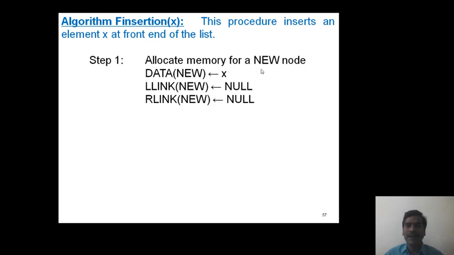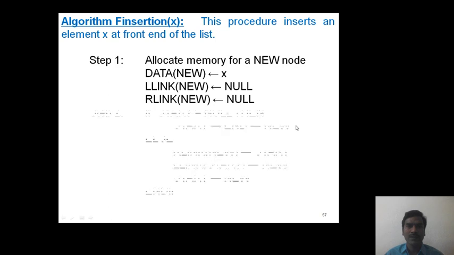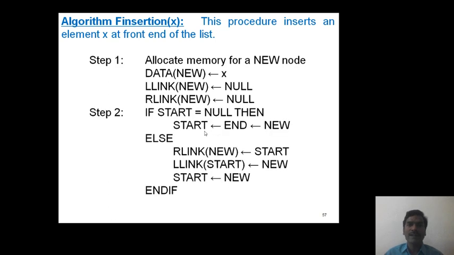Allocate memory for a new node. Data of new equivalent to X. L-link of new equivalent to null. R-link of new equivalent to null. Now step 2. First we check whether the list consists any nodes or not.